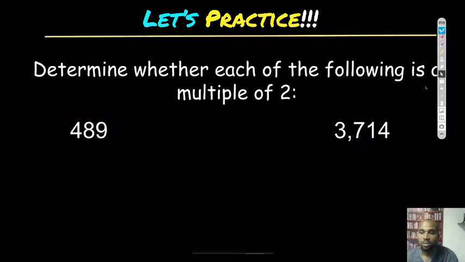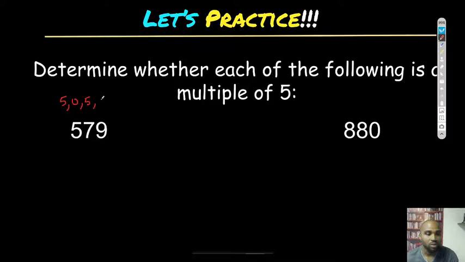And it's that simple. Knowing those rules helps out tremendously. What about this one? Multiple of 5. Is this one a multiple of 5? Well, what do we remember about the endings of our multiples of 5? They all end in 5 or 0. 5 or 0. 5, 10, 15, 20.